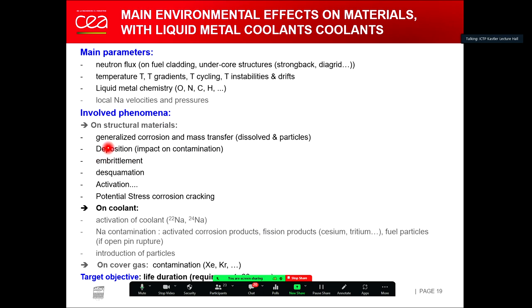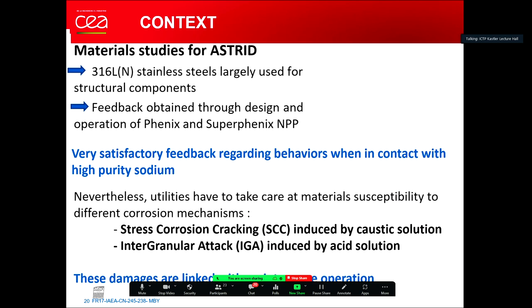Of course, on structural materials, we have the general corrosion. We discussed that yesterday very briefly. Deposition, what we call activated corrosion products and impact on contamination, is more an issue linked to dosimetry. It's not really an issue for the mechanical behavior of components. Embrittlement can be desquamation. Desquamation is when you have an oxide on the surface, with the possibility that you produce some particles because the oxide is not strongly linked to the substrate. Activation, potential stress corrosion cracking, on coolant, activation, sodium contamination, and so on. And on the gas, contamination. But we will come back to this point.